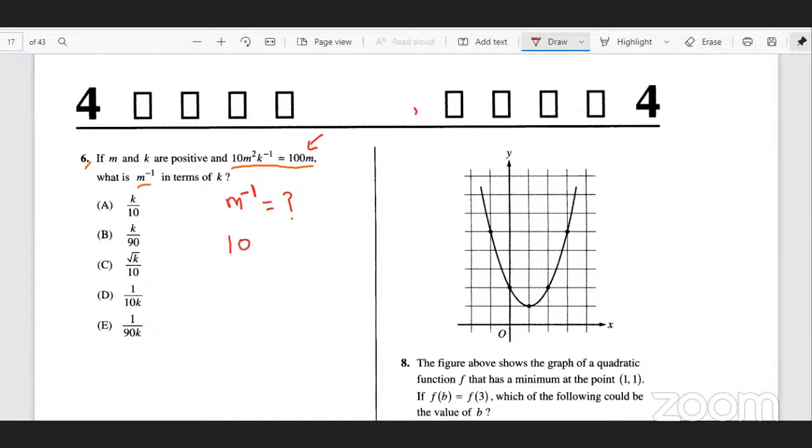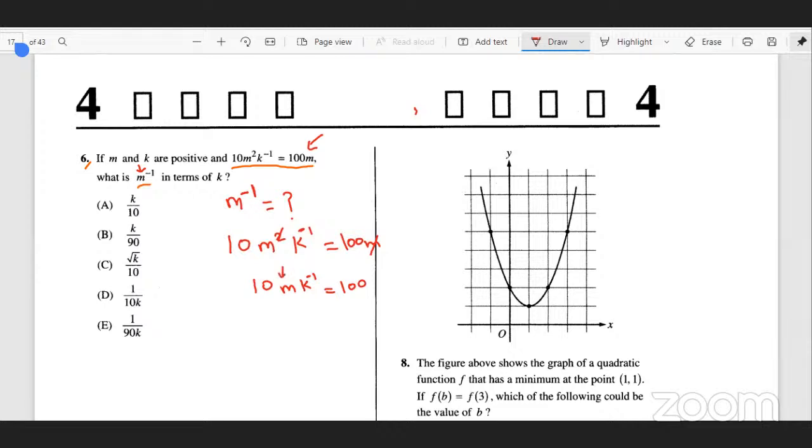Clearly, I have 10m square k to the minus 1 equals 100m. Now I can cancel this m and this 2, right? And now I have 10 m k to the minus 1 equals 100. Now I do not need m. This question is very easy, but it's not that straightforward. I do not need m. I need m to the minus 1, right? So I need to make m to the minus 1 the subject.